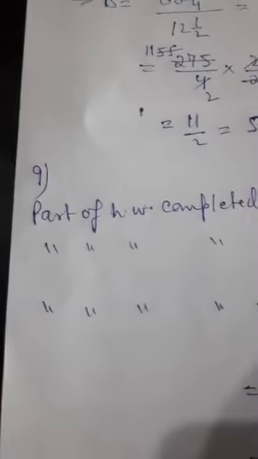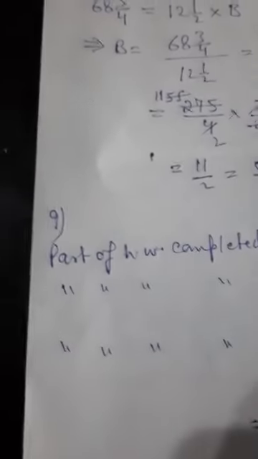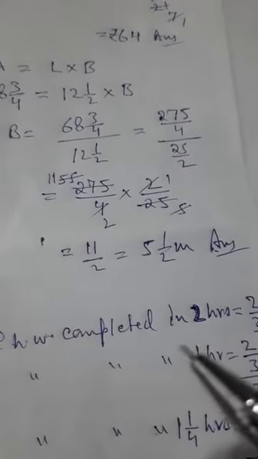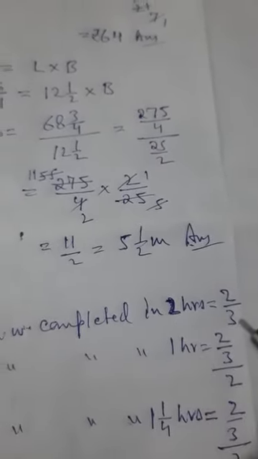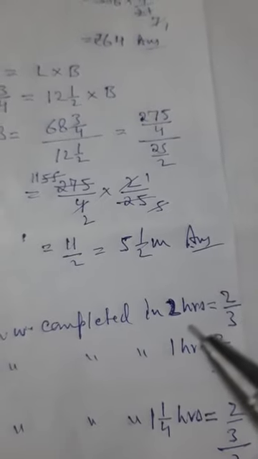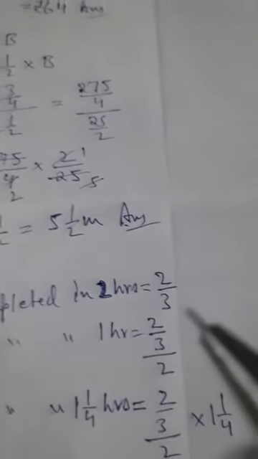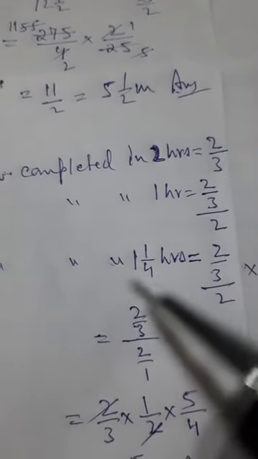Question number 9. Read the question. It says 2 by 3 of the work can be completed in 2 hours. So why have I written 2 hours first and the part of the work later? Because they are asking the part of the work done in 1 by 4 hours. So time is given twice, so we'll take it first. That is the rule of the unitary method.